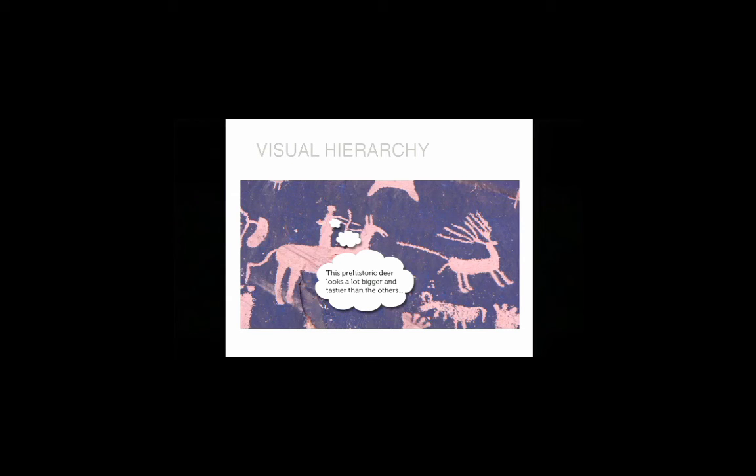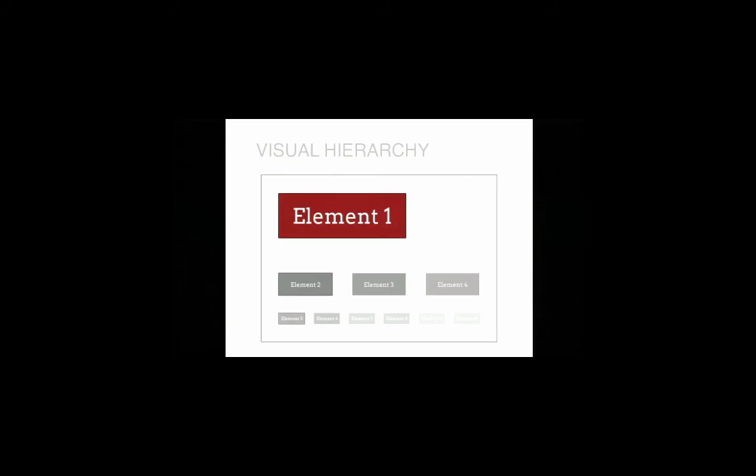You can see visual hierarchy's been around for a long time. It's in old cave paintings. One deer is bigger than the other ones, which obviously means that deer is more desirable. So, visual hierarchy means you use elements to lead people, to tell people where they should look first, then second, then third. An element could be text, it could be an image, it could be a logo. All those things are elements.